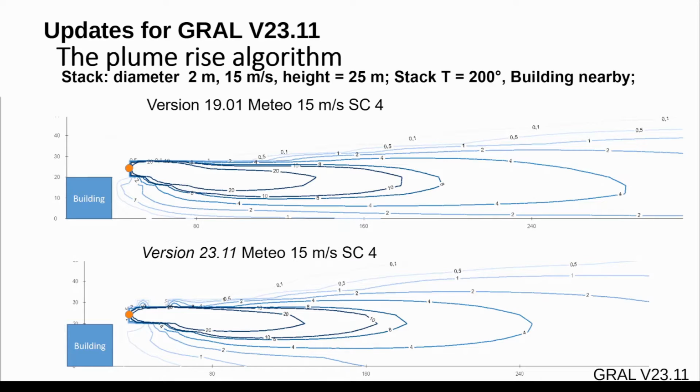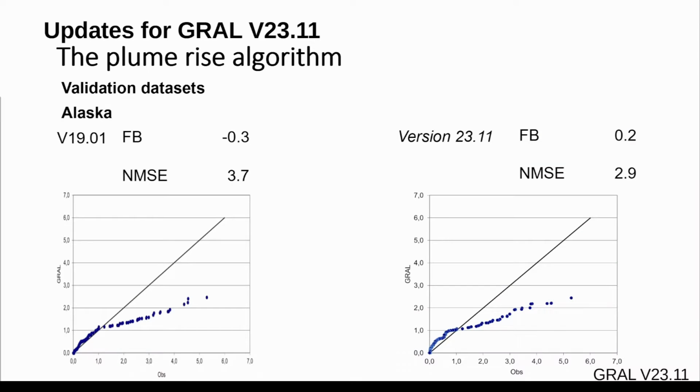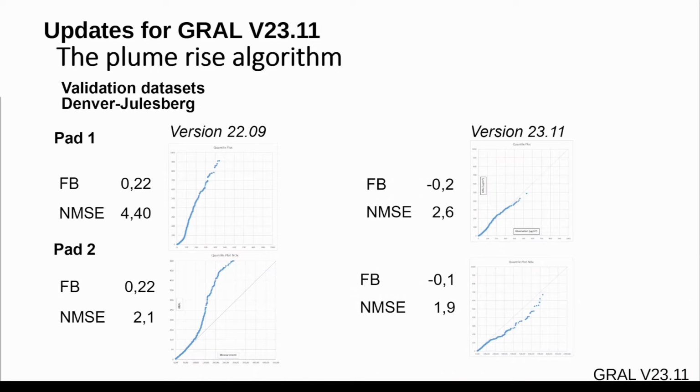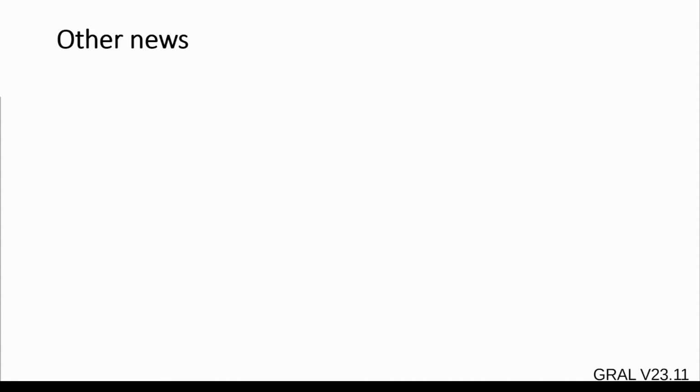But how are the validation datasets affected by these changes? We take a look at the Alaska dataset. The fractional bias is better and the normalized mean square error is also reduced with the new version. The quantile plots are almost the same at first view. For the Denver-Julesburg dataset, we see improved values of fractional bias and normalized mean square error and better results in the quantile plots.